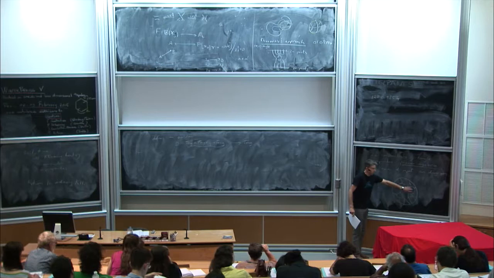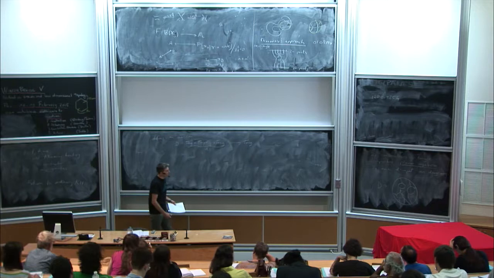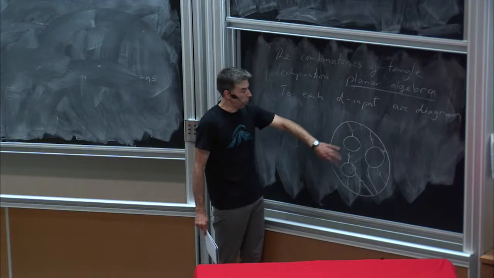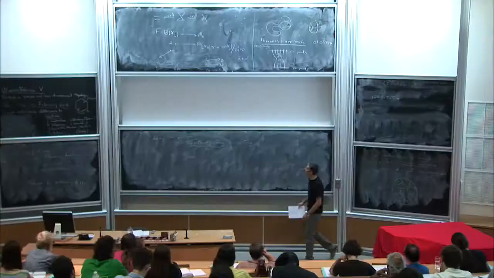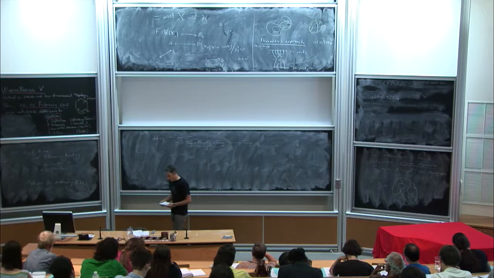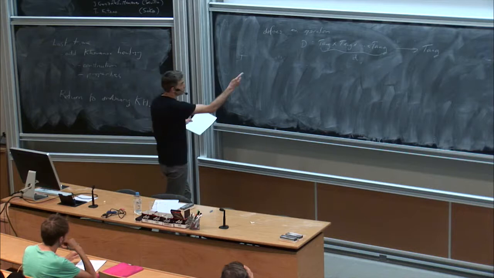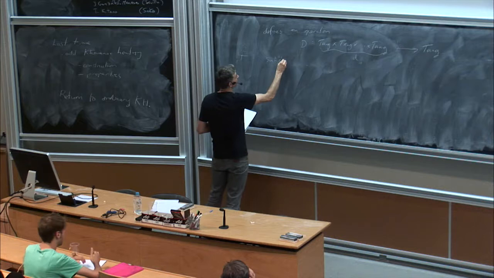So I'm missing some information here. The information is you have to keep track of how many points you have on the boundary of each of these circles. And you have to make sure that the thing you want to plug in has the right number of points on the boundary. But if you do that, you have something like this. And this is kind of the defining example for this sort of structure. And these are subject to certain composition rules, so subject to various conditions.